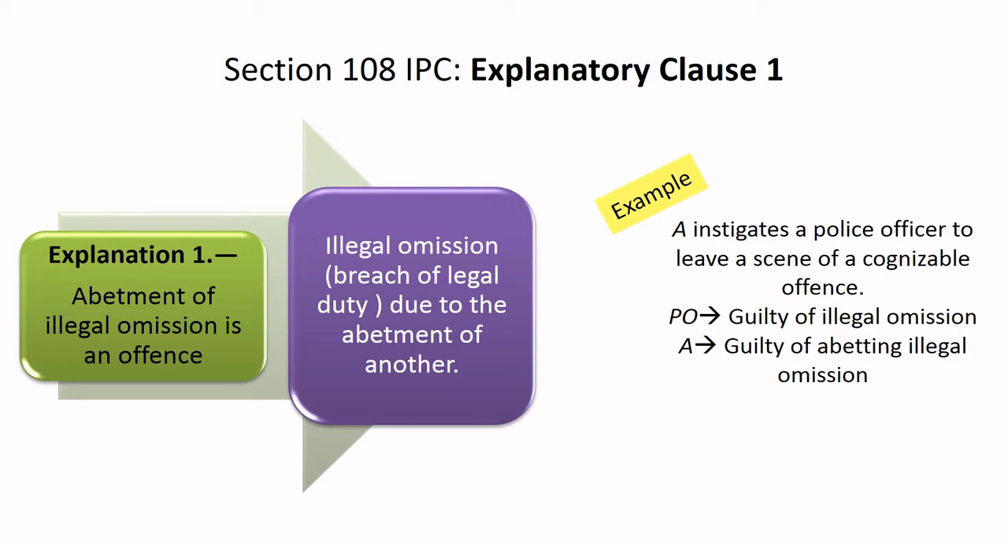Example, A instigates a police officer to leave the scene of a cognizable offence. See, here the police officer is supposed to be present there, but he had left the scene because A had instigated him to leave. So, the police officer here is guilty of illegal omission and A will be guilty of abetting the illegal omission of the police officer. I hope it is clear to you now. This illegal omission is not to be confused with the illegal omission provided in section 107, okay? Refer to part 1 of abetment if there is any confusion.